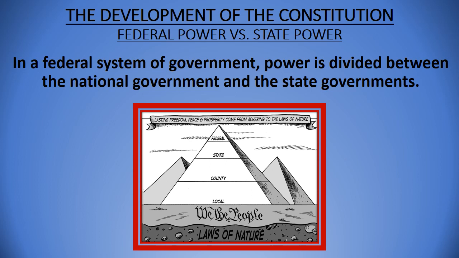So we're going to talk about this a lot more in Chapter 3, but essentially in our federal system of government, power is divided between the national government and the state governments. And to a very large extent, especially in the writing of our Constitution and the Bill of Rights, the founders really tried to create a system where the states still retained a good amount of independence from the federal government.